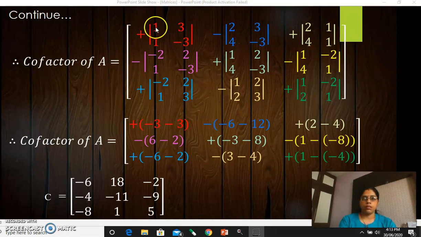Let's do the calculation. They are just the 2 by 2 determinants. You further have to expand them. The expansion is already known to you. Left to right minus right to left. So minus 3 minus 3. This is minus 3 minus 3. Minus 6 minus 12. Keep those signs outside the brackets.